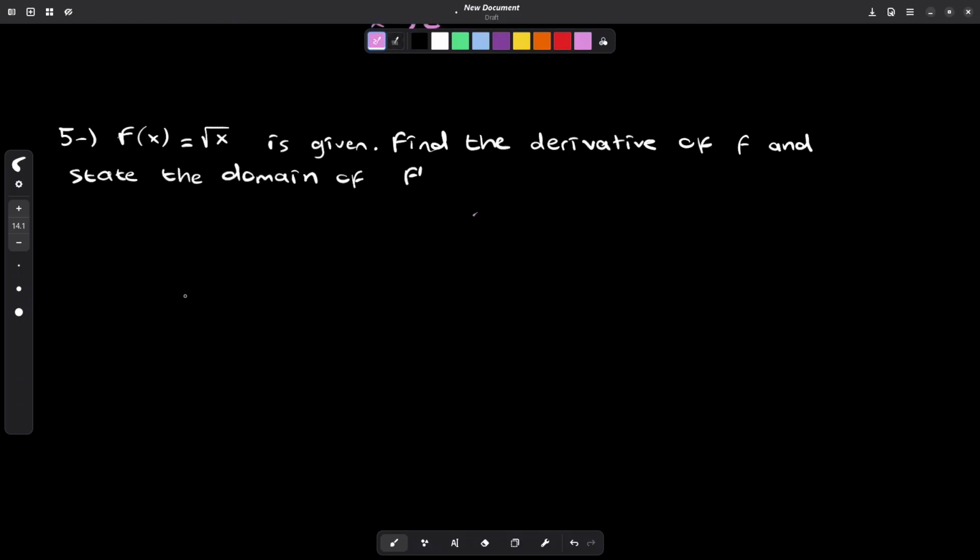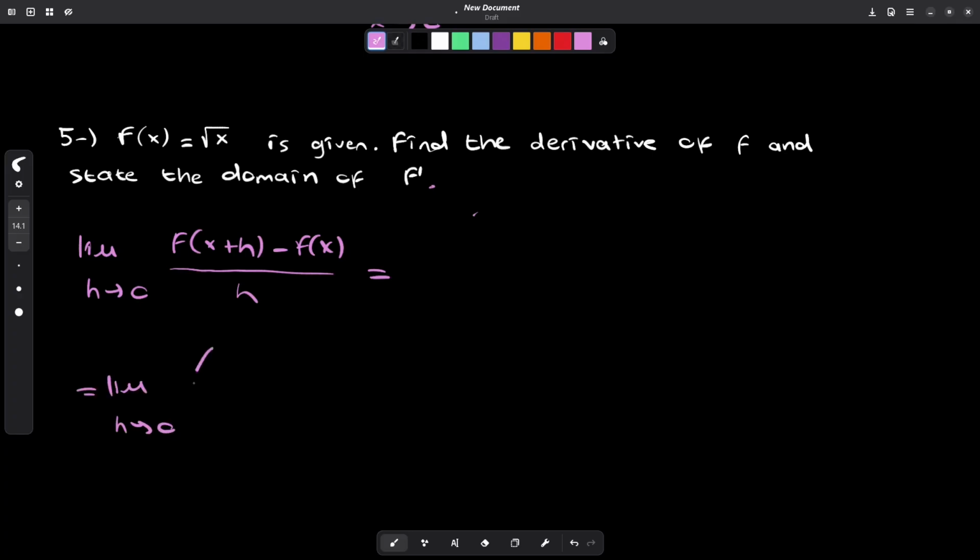Last question, right? Yes. f(x) is given to us as root x. Find the derivative of f. State the domain of the derivative. Okay, let's use the other definition now. f(a plus h) minus f(a) over h. Let's use x instead of a actually, because we are working with x. Let's write x plus h here because we will need space: root of (x plus h) minus root x, and this is over h.